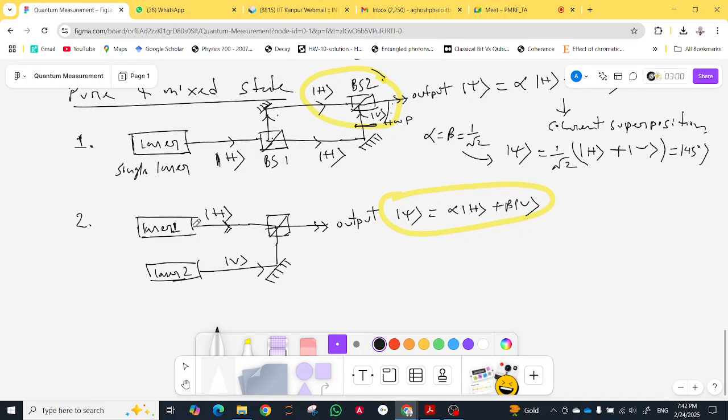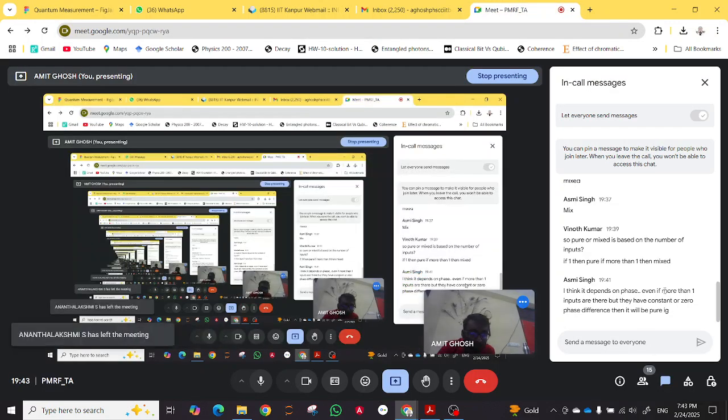Suppose the first photon comes from laser 1, and the first photon from laser 2 may come after 2 seconds, and the second one may come after 5 seconds. The gap is not the same for laser 1 and laser 2. I am just simply saying they are not correlated. The phase is random. If the phase is not random, then it's okay. As you say, yes, it depends on the phase, exactly.